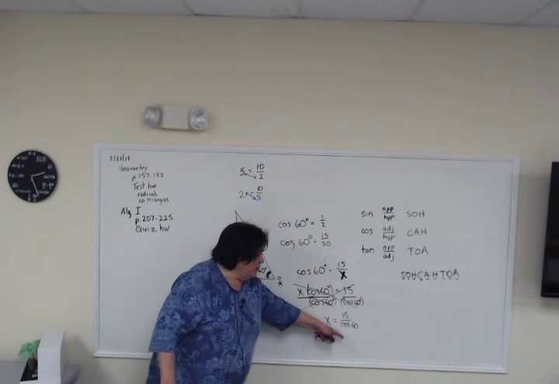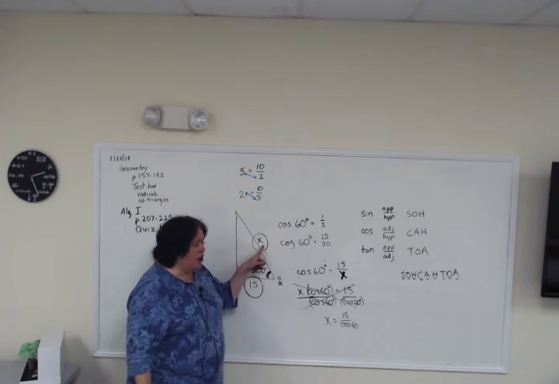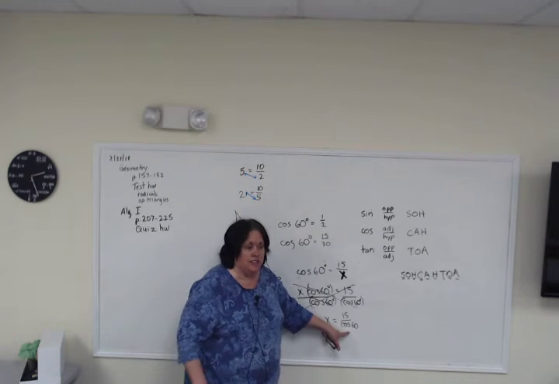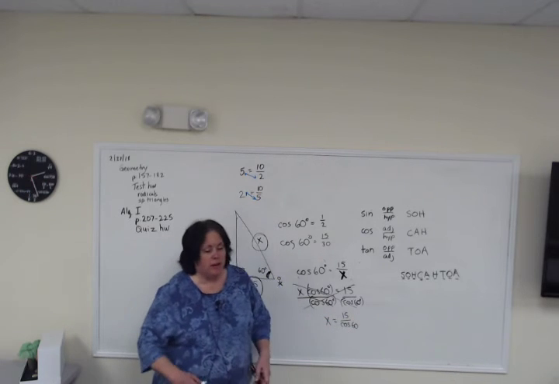Now, I'm looking for the measure of this side. Your calculator has in it what cosine of 60 is. It has it programmed in it. So in your calculator, put 15 divided by cosine of 60.